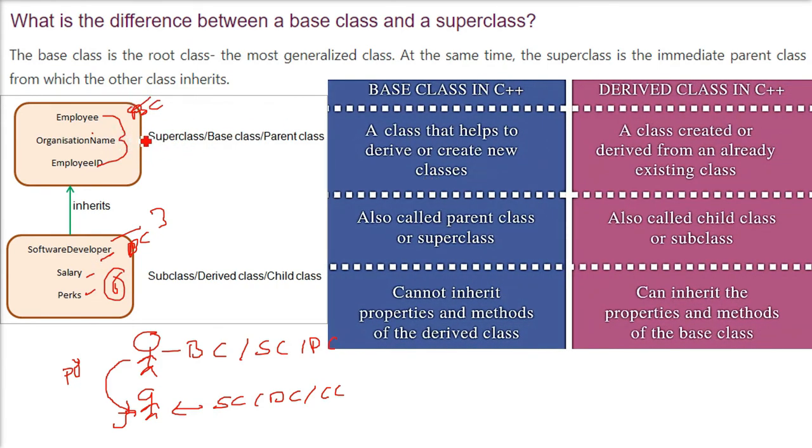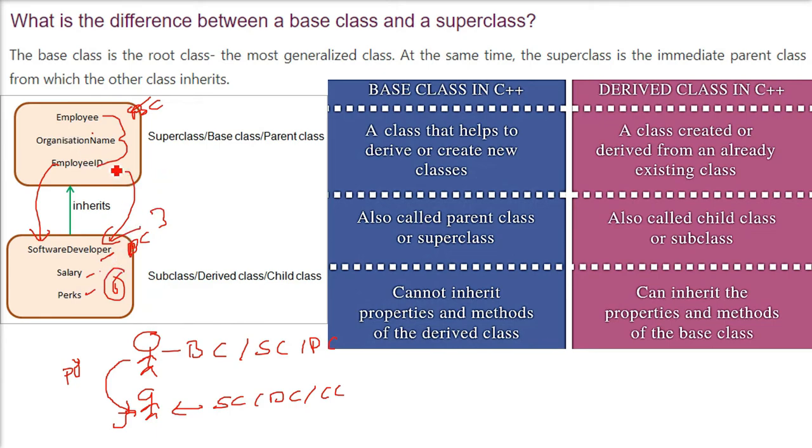So we are talking about C++ now. You have to understand C++ and Java, because they both are object-oriented programming languages. So we have the base class. It is helping to derive or create new classes. The derived class is the class created or derived from the already existing class. The above one is called the parent class or superclass. The below one we call the child class or subclass.